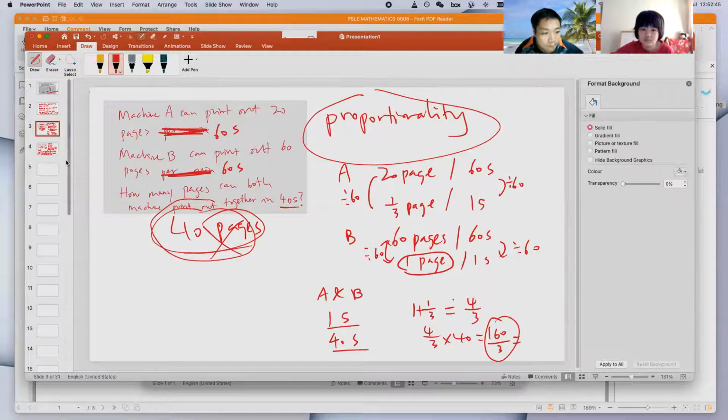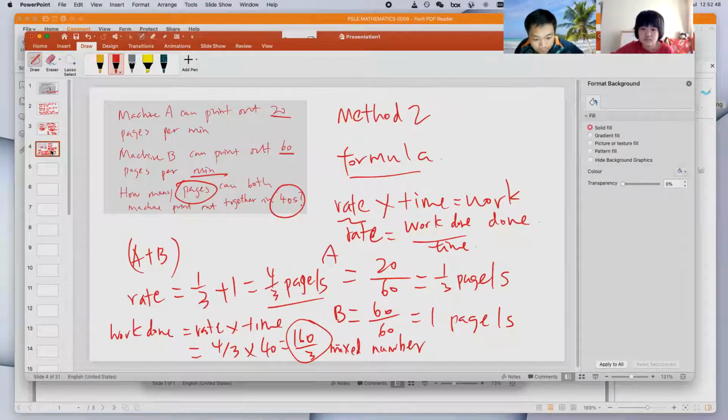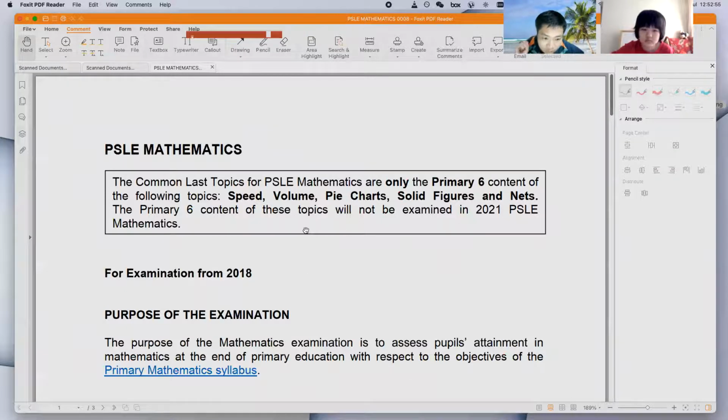Can you understand both methods now? Yes. Okay. Once again, I received this PDF from your mom. If you read here, the common last topics for PSLE are only the P6 content of the following topics, and it says will not be examined. Meaning speed, volume, pie chart, solid figure, and net. They are not going to be tested, right?